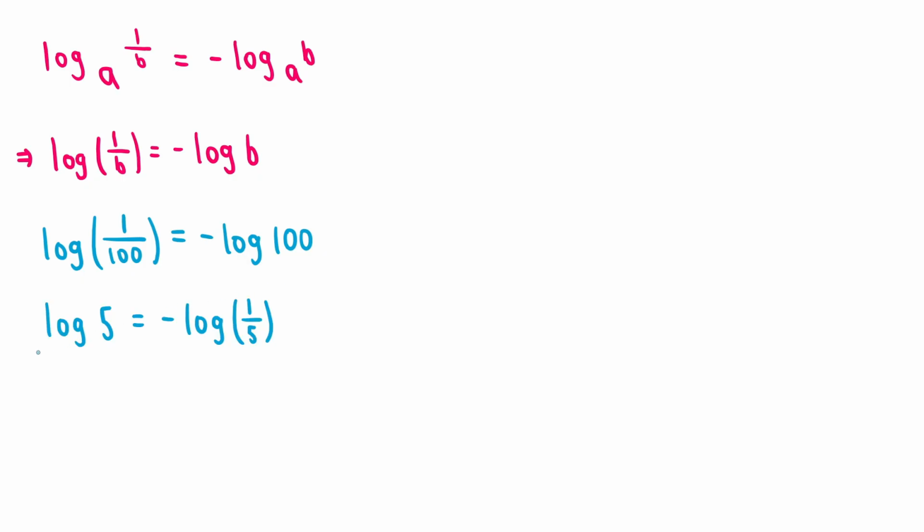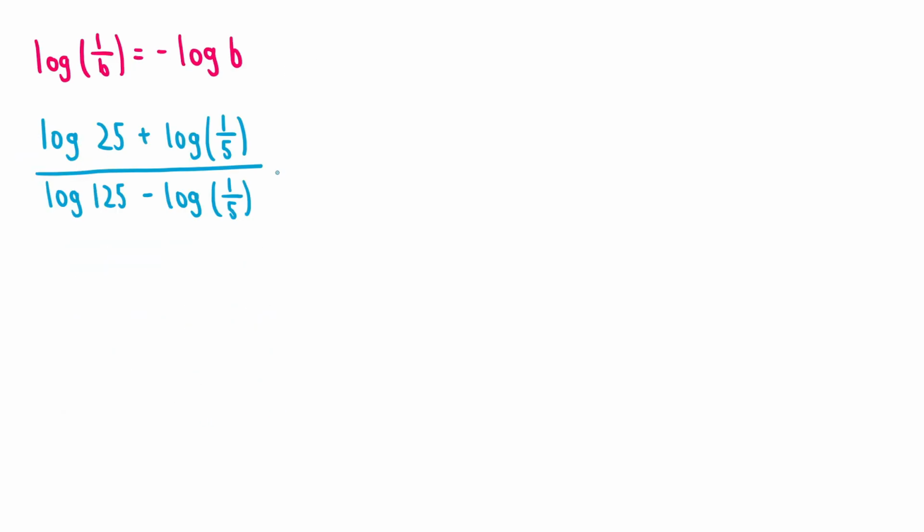If we have log of 5, that's just equal to negative log of 1 over 5, since we take the reciprocal of 5, which is 1 over 5, and we add the negative sign to the front of the logarithm. If we have negative log of 1 over 2, that's just equal to log of 2, because we take the reciprocal of the argument 1 over 2, which just turns out to be 2, and then we invert the sign. So we had a negative sign at the front of the logarithm, so it just becomes positive, and we end up with positive log of 2.